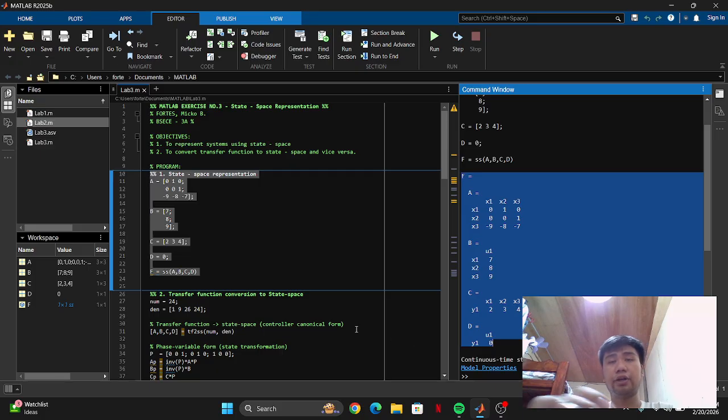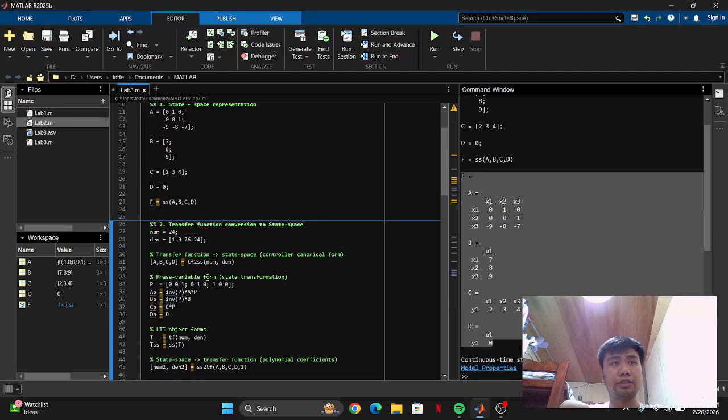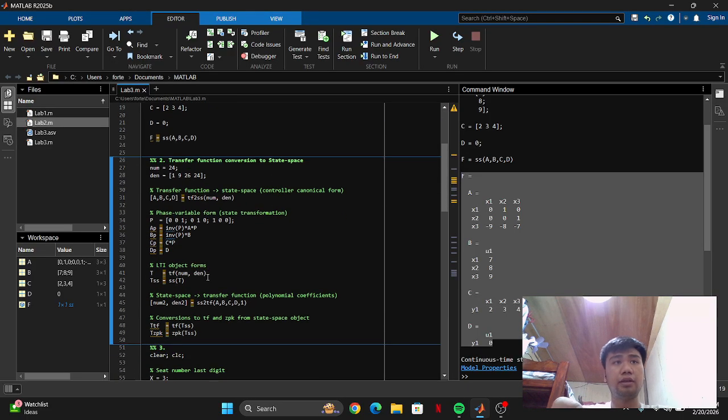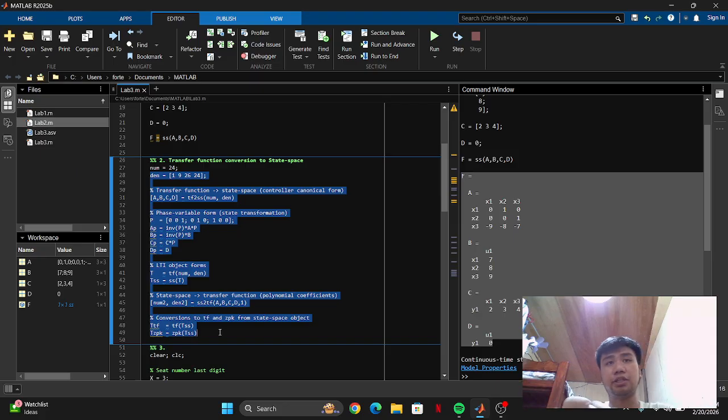This part demonstrates how a dynamic system can be modeled in matrix form using the equations x dot = Ax + Bu and y = Cx + Du.